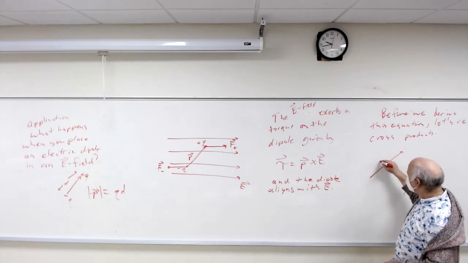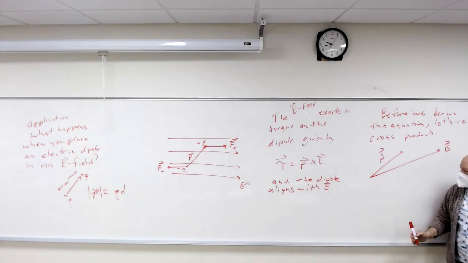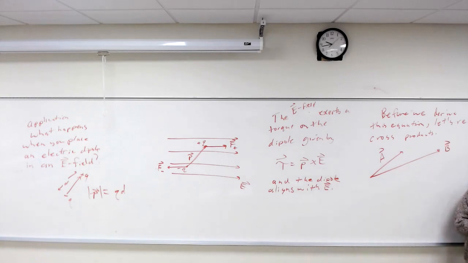Here's A, and here's B. What can I always do with vectors? Components. I can break them up into components. So I'm going to take A and break it up into what components? A part parallel to B and a part perpendicular to B. So how do I do that?